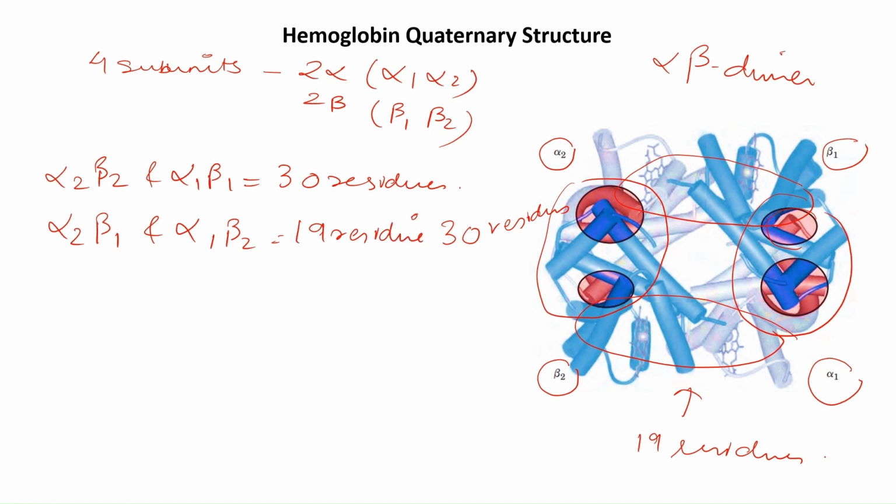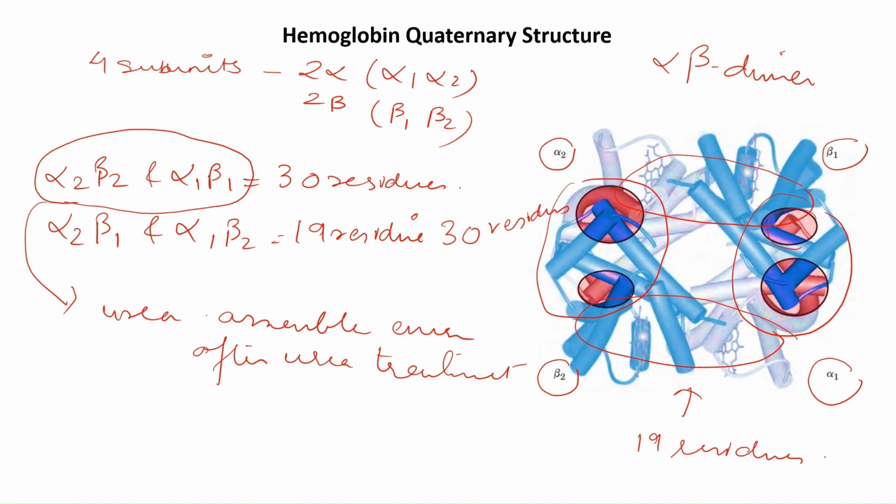The interaction between alpha 2 beta 2 and alpha 1 beta 1 is so strong that if we treat hemoglobin with urea, the tetramer will disassemble, but these dimers will remain assembled even after treatment with urea. The interactions between these subunits involve mainly hydrophobic interactions. Apart from that, we can also see hydrogen bond interactions and electrostatic interactions.